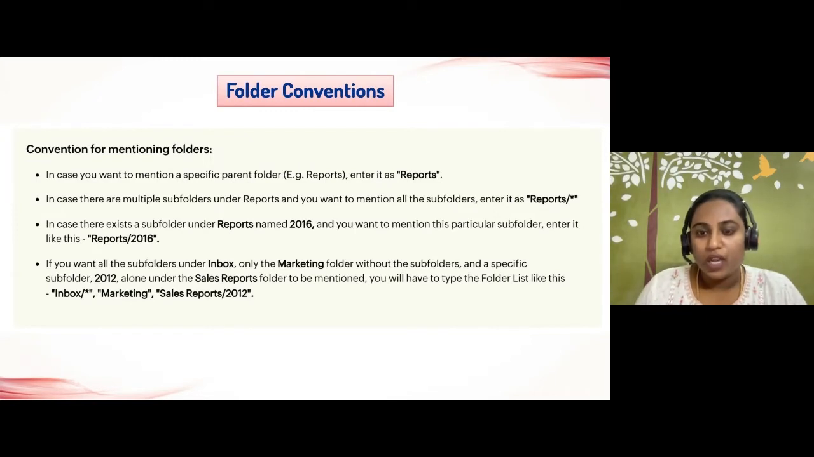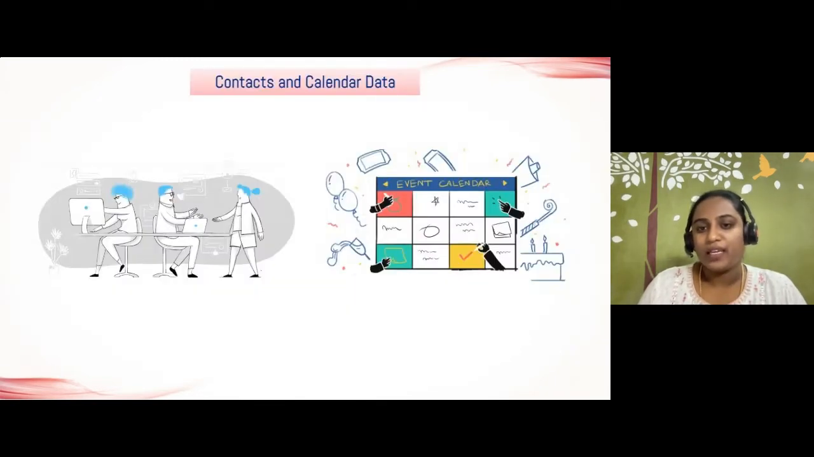All right, so now let's move on to contacts and calendar. As discussed earlier, the IMAP or POP protocol will allow only migration of email data, but using the Google Workspace protocol migration, we will be able to migrate contacts and calendar data, not only for the admin account, but also for the users.